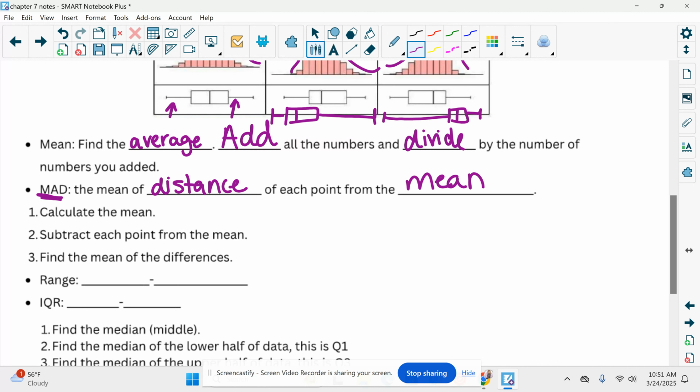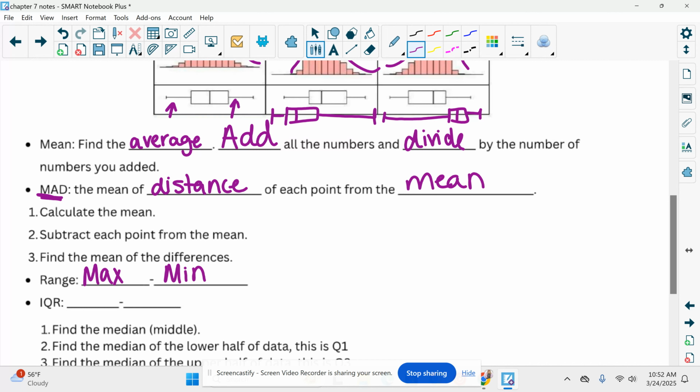How do I find range? Biggest minus smallest, or in math we call it the maximum minus the minimum. Maximum minus the minimum. Your formula sheet does not tell you that. Okay? So that's one that you have to have memorized.